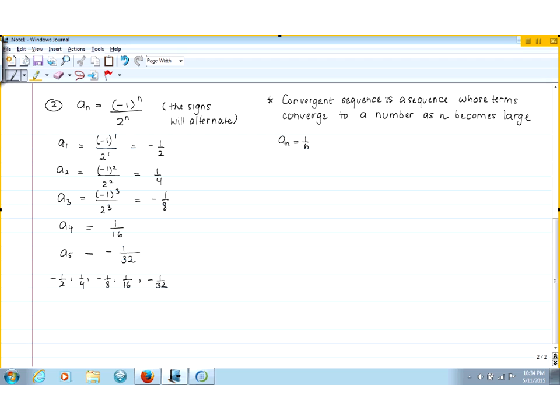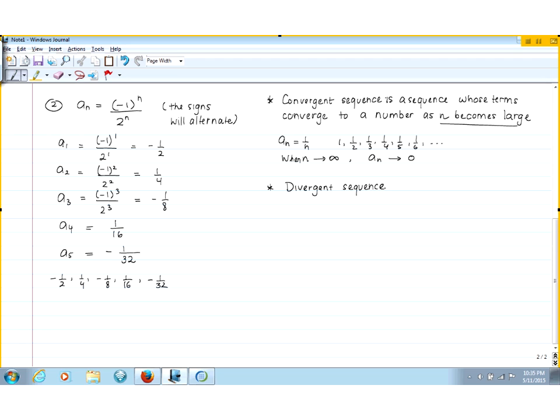To give an example of a convergent sequence, a_n equals 1 over n. So we could list some: 1/2, 1/3, 1/4, 1/5, 1/6, etc. When n is large, this converges to 0. When n goes to infinity, a_n converges to 0. So that's how we say it. So this is an example of a convergent sequence.